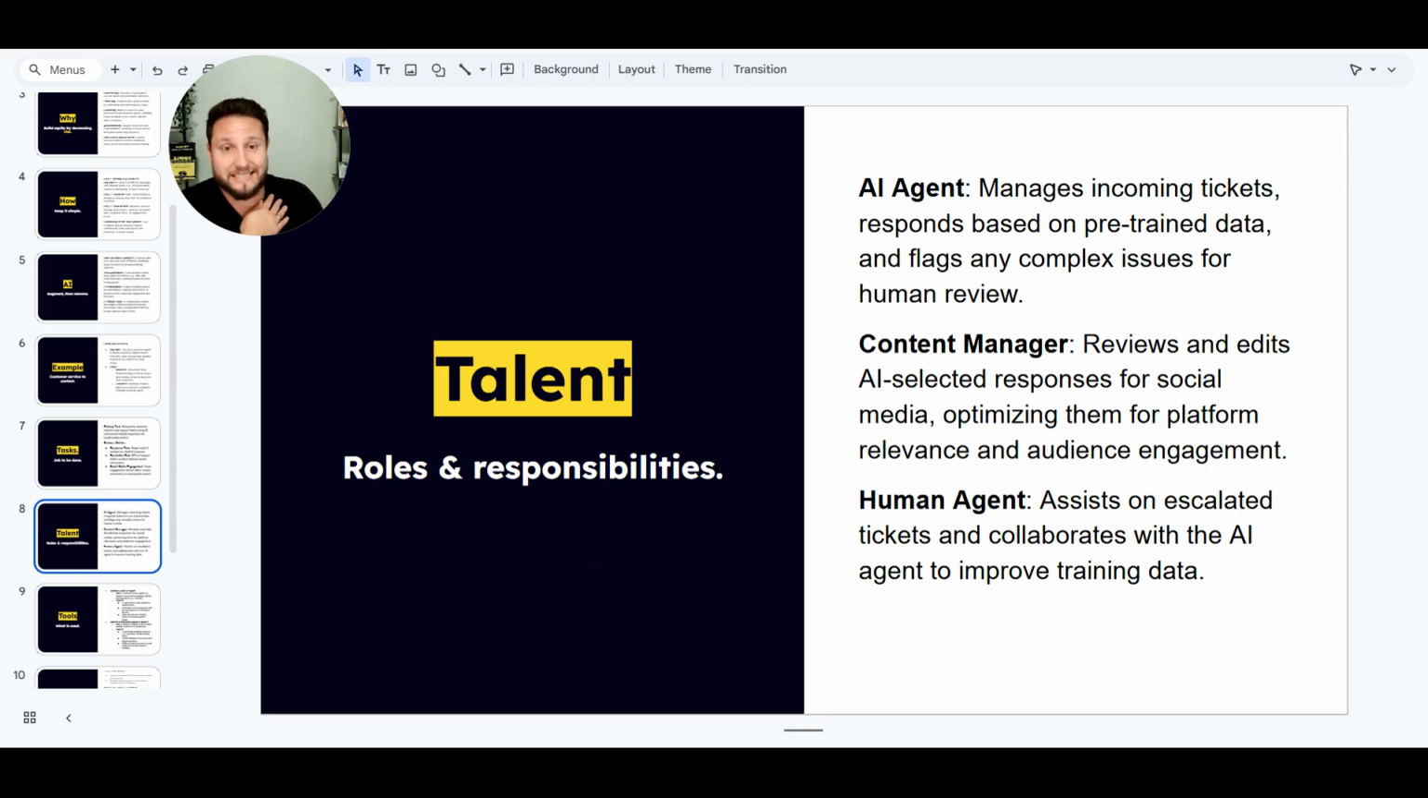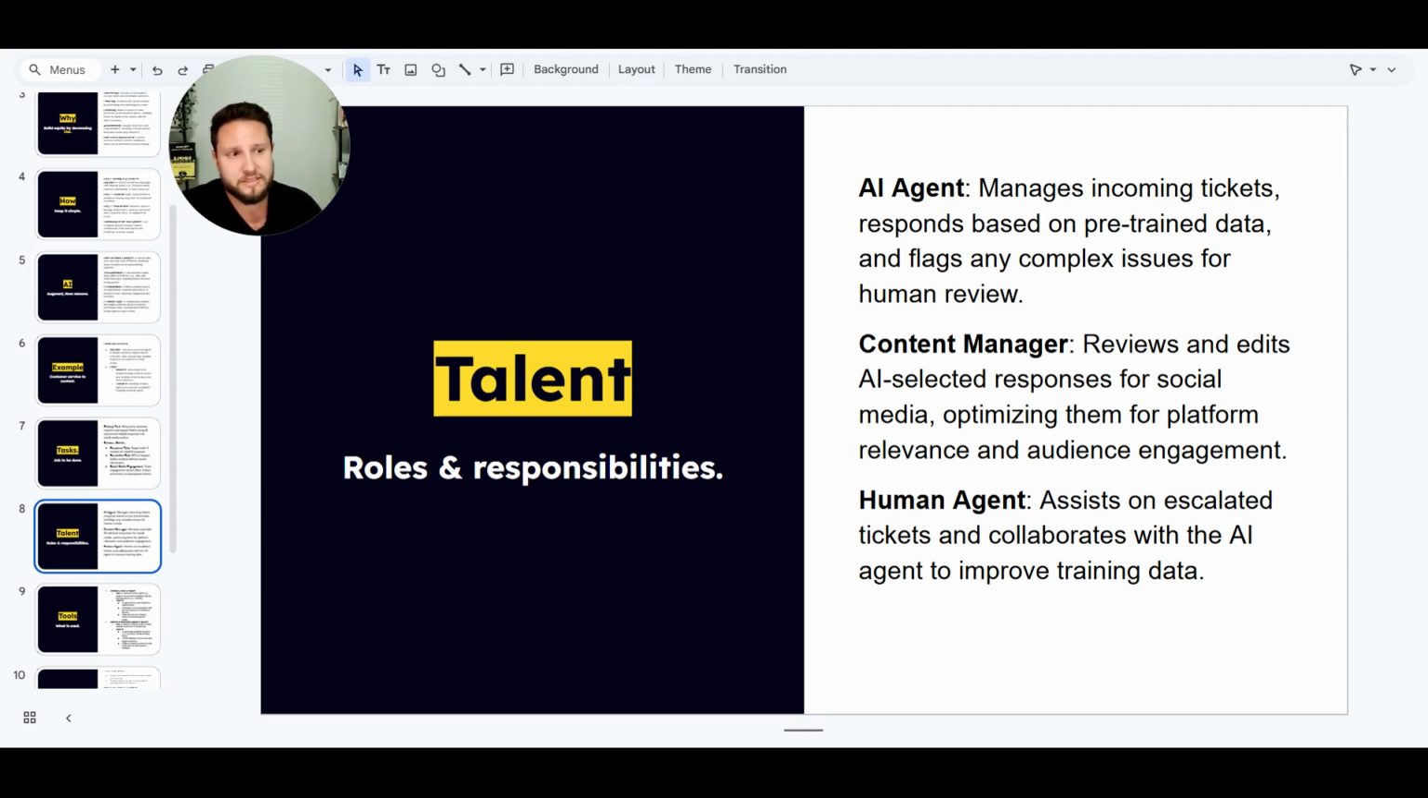We're going to break it down into the talent, the roles and responsibilities, who's involved. So we're going to have an AI agent that we create and train on data. We're still going to have a content manager because we want human review and oversight, especially with things that are tied to our brand. And then we're going to have a human agent to deal with the complex issues, which is somebody that's already in place. But guess what?